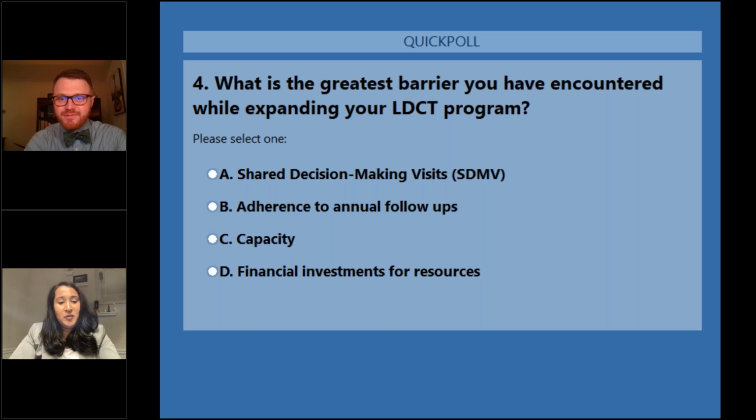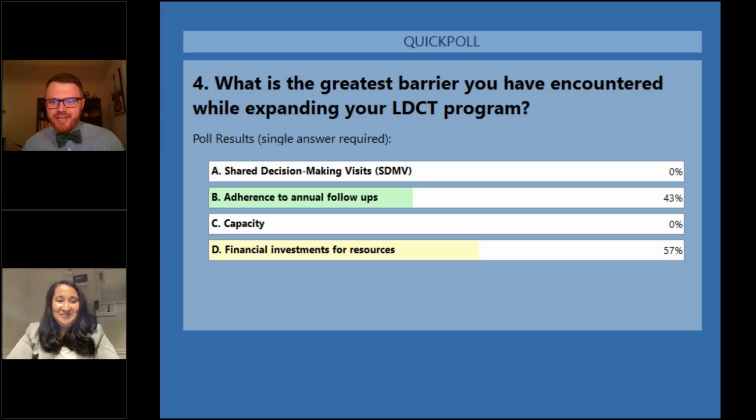I think it would be hard for me to pick just one. I know. Over the past 5 years, I could see a barrier at different time frames along the way for each of these. All right, drum roll. Let's see. Oh, look, everybody thought SDMVs were good.